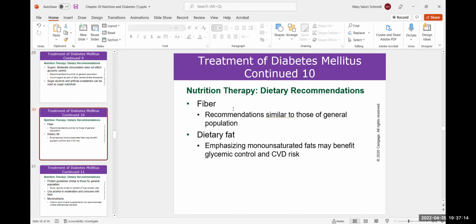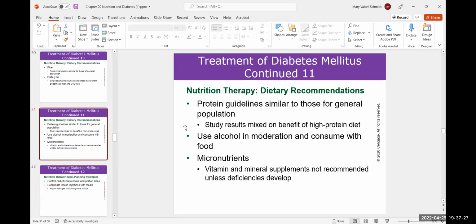You should be getting the fiber just like everybody else. Dietary fat, monounsaturated fats. Everybody needs a little fat, right? But the good ones, not the bad ones. Protein guidelines are the same. Really, the big thing is the sugars, the carbs. It says here, use alcohol in moderation. I would say, I would stay away from alcohol because it's just sugar. It's just sugar, all alcohol. I don't care if it's beer or wine or hard liquor. It's just sugar.